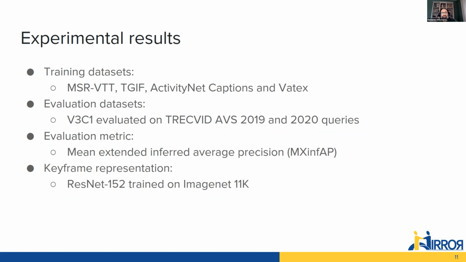Moving on to the experimental section, we train our model using 4 large-scale datasets. We use the V3C1 evaluation dataset, using the provided TRECVID queries for the AVS tasks for the years 2019 and 2020. And of course, as in the AVS task, the mean extended inferred average precision is used as the evaluation measure. Also, as the initial keyframe representation, we use features from ResNet-152, trained on the ImageNet 11K dataset.